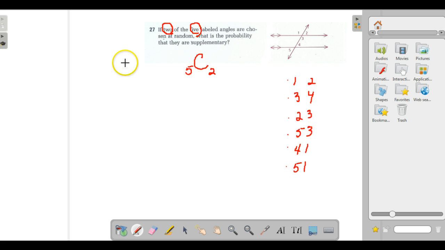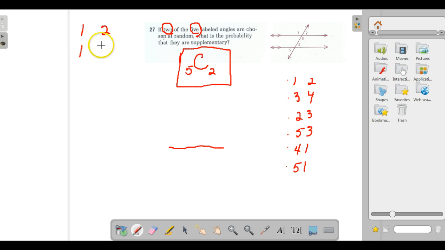But we're going to just do it manually. This is something you can put in your TI-84 or TI-83 calculator, but we're going to count these possibilities manually. And now this is going to go in the denominator for our probability. So all the possible ways to pull 2 angles out of the 5. Well, we can pull angle 1 and angle 2. We could pull angle 1 and angle 3. We could choose angle 1 and angle 4, angle 1 and angle 5.